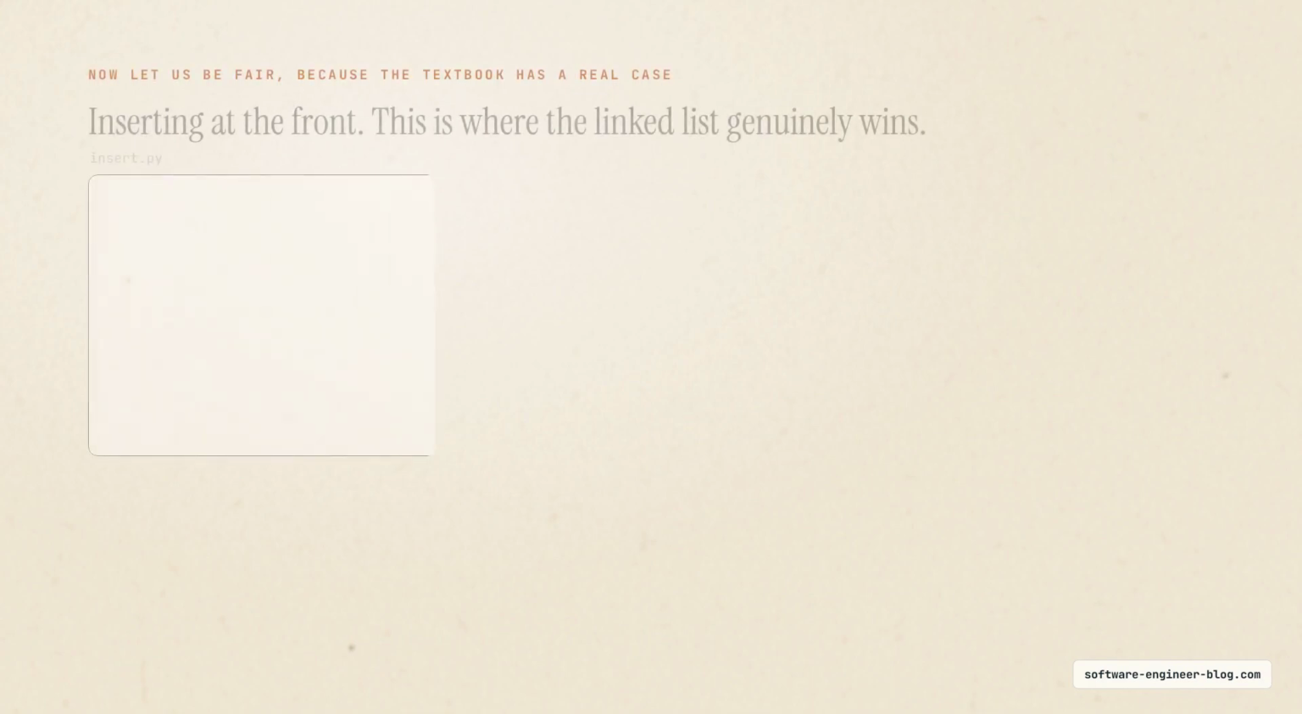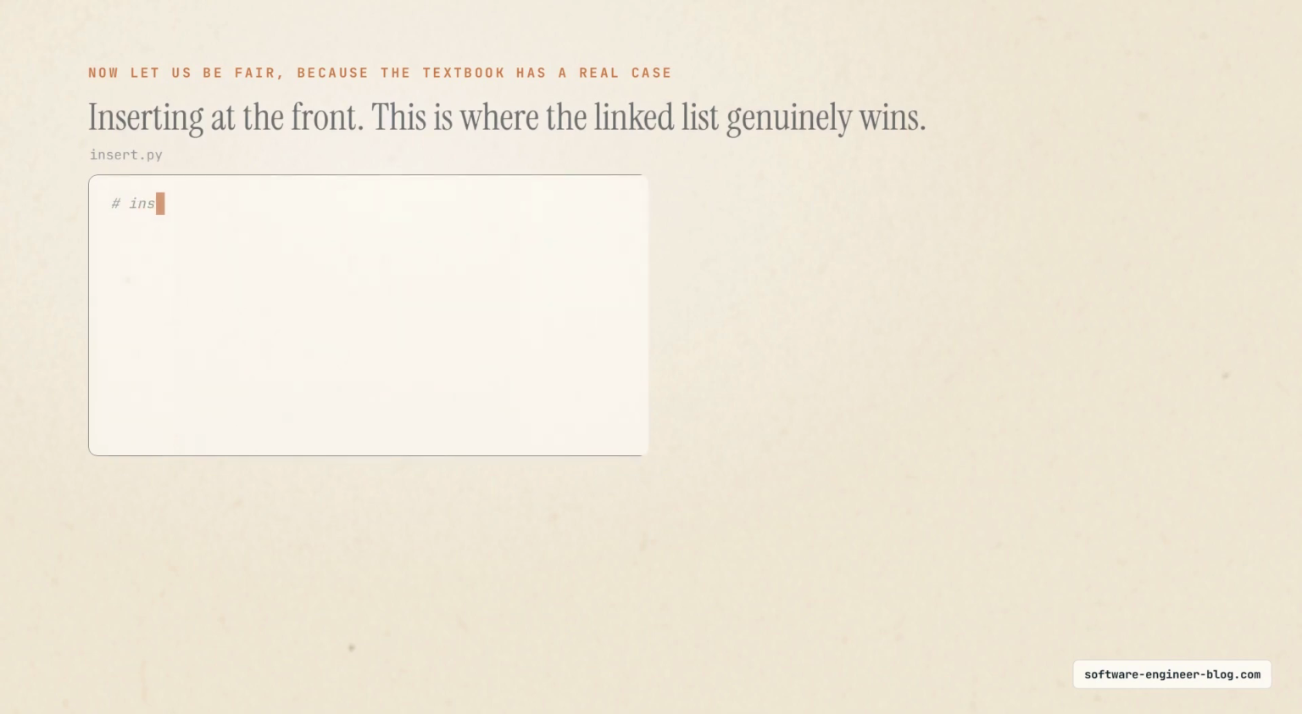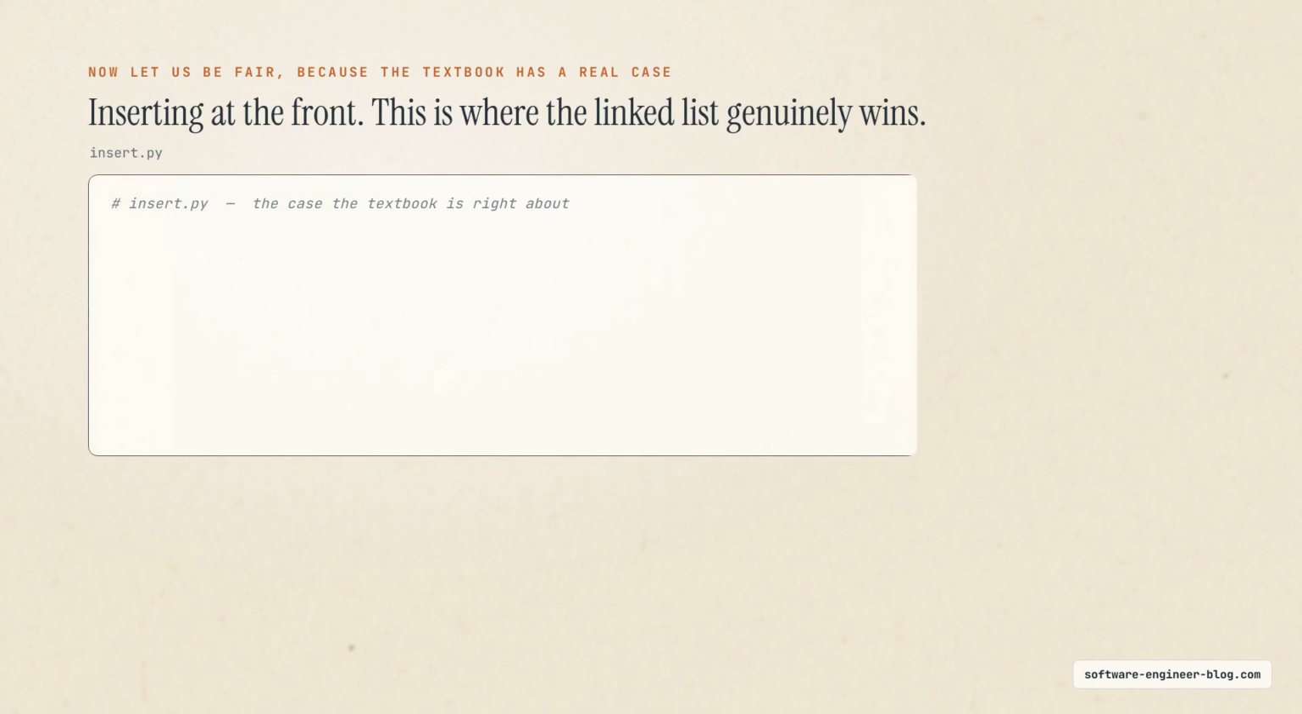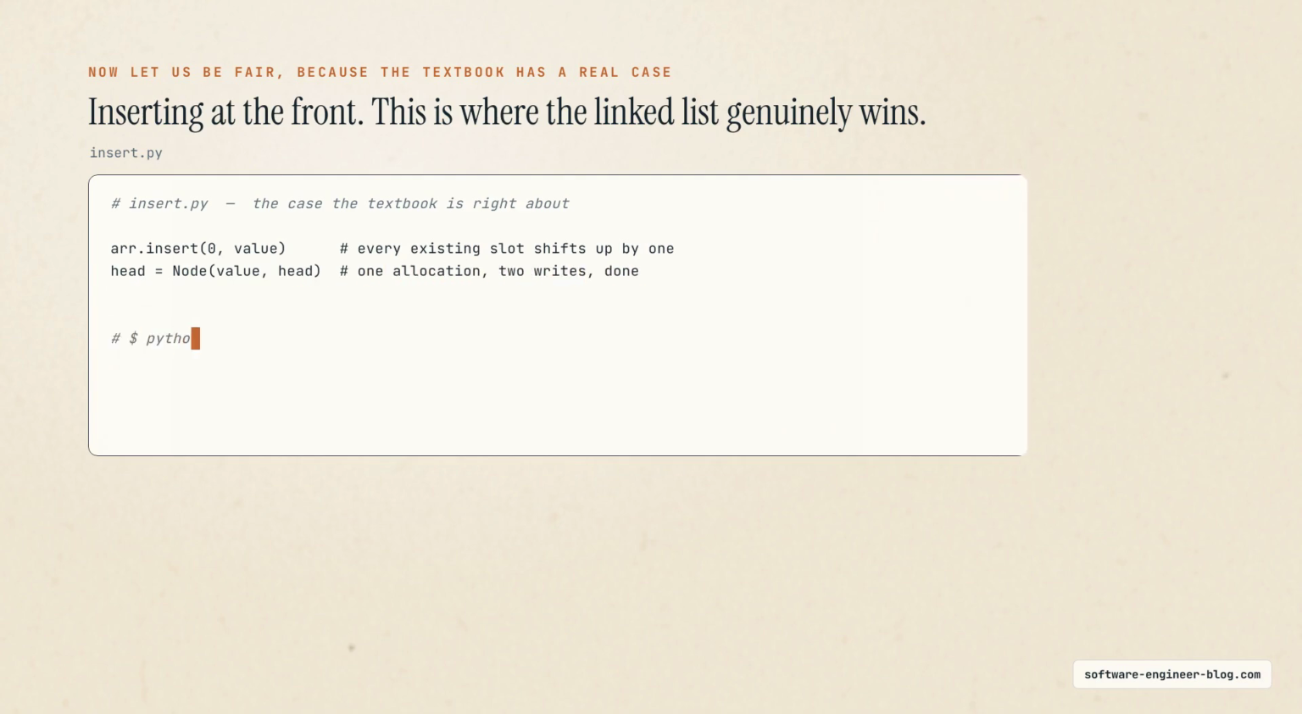Now let us be fair, because the textbook has a real case, inserting at the front. To put a value at the front of an array, every existing element has to shift up by 1 slot. To put it at the front of a linked list, you allocate 1 node and rewrite 1 pointer. So let us measure it.